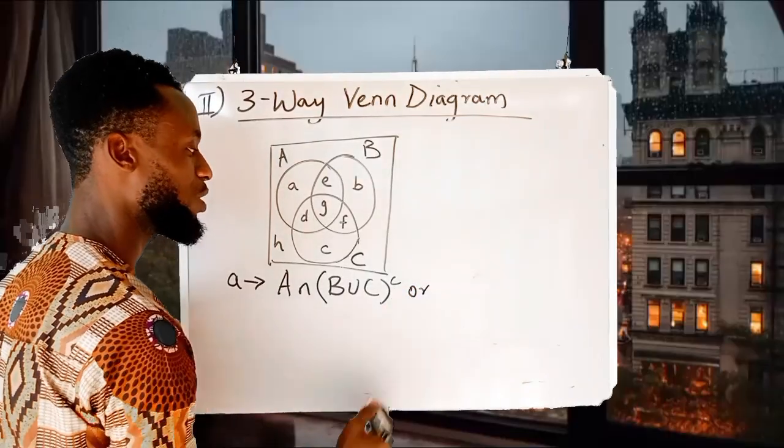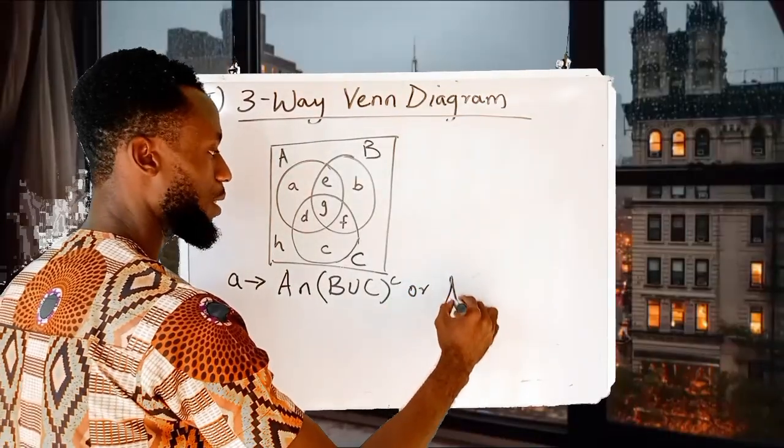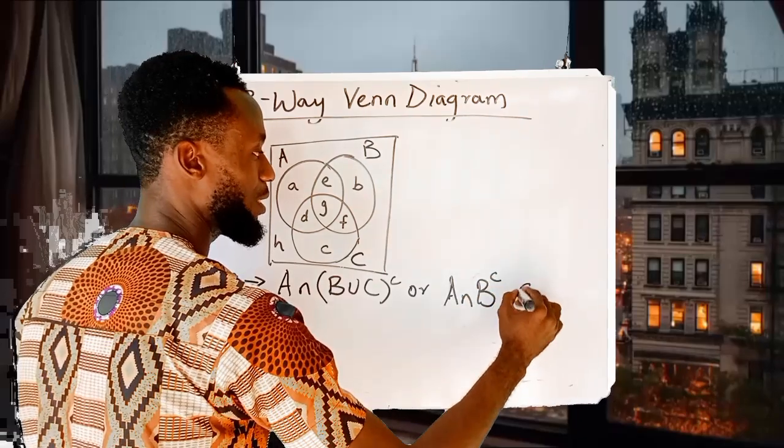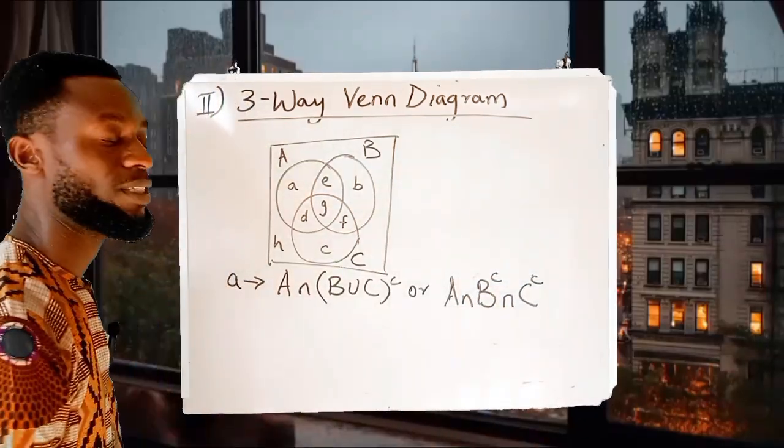Or some people will actually put it this way. They will say A intersecting B complement and also intersecting C complement. It's the same thing.